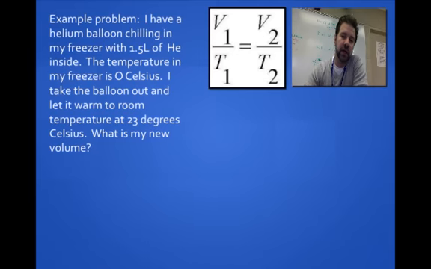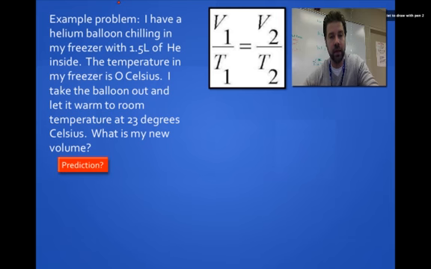Okay, so let's take a look at Charles' rearrangement of the formula, and we'll put it to use with an example problem. And I'll go back to the helium balloon scenario. I have a helium balloon chilling in my freezer with 1.5 liters of helium inside. The temperature inside my freezer is 0 degrees Celsius. So what I want to do right now is take some notes about these values and what they represent. So 1.5 liters, liters should give away the fact that we have a volume we're talking about. So this would be V1. The temperature is 0 degrees Celsius. That's going to be my T1, my initial temp.